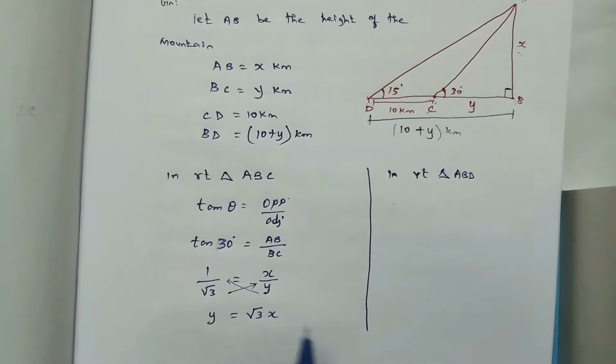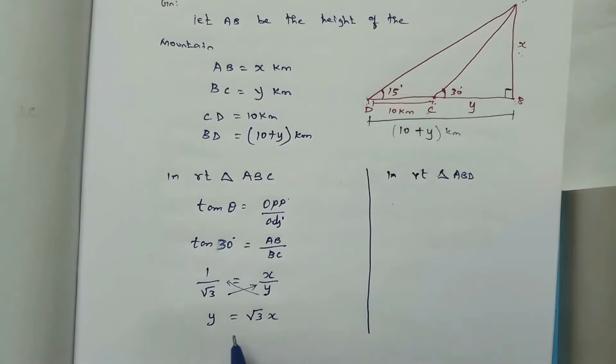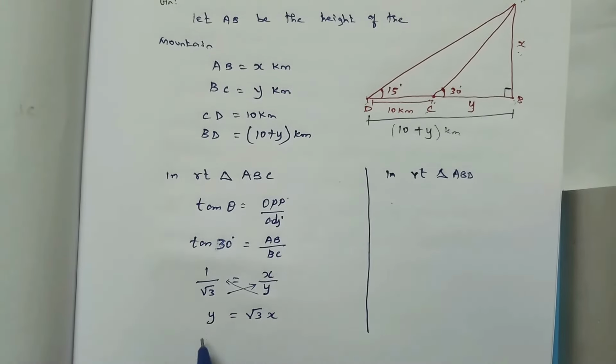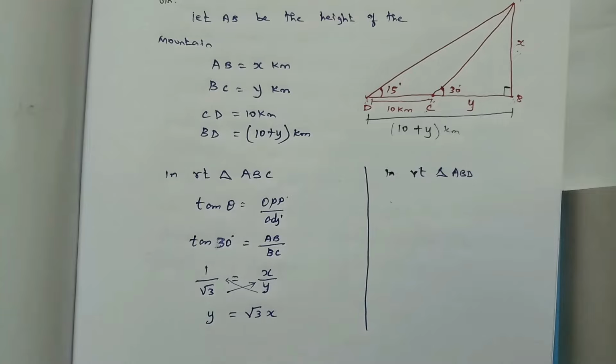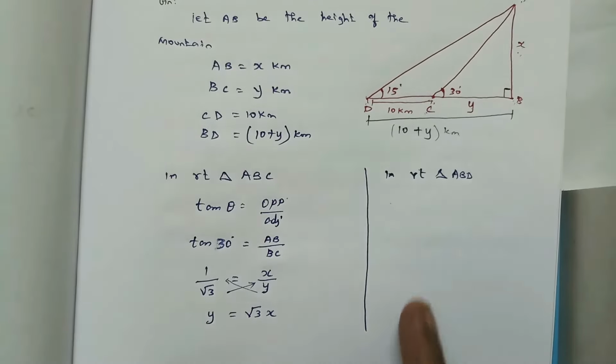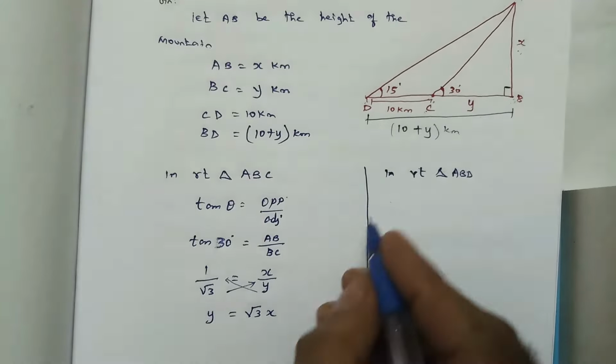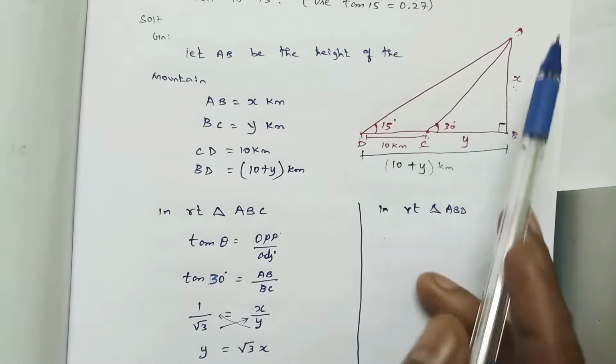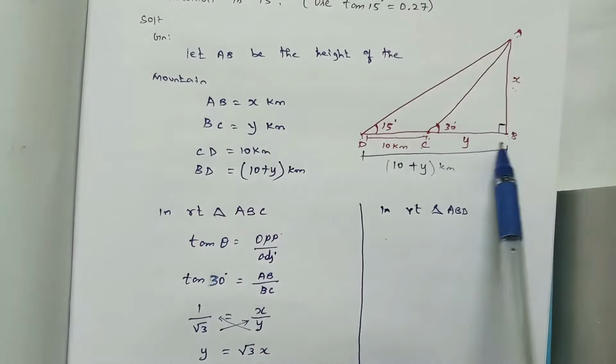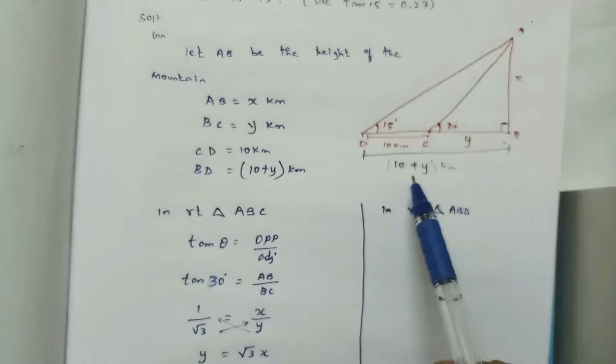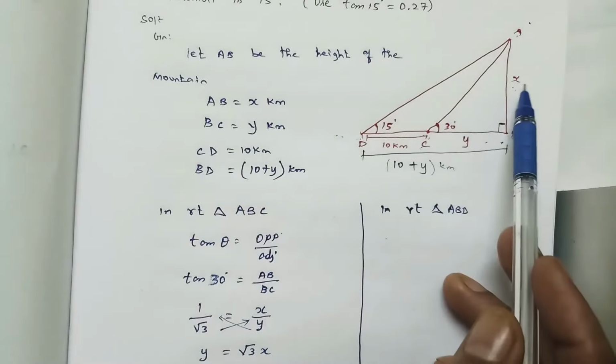Root 3 into X. See, actually what we want to find, whether X or Y? X alone we want to find. If we want to find X, then when needed, we will substitute and simplify. First we will find the other triangle, and we will keep this as it is. Now in right triangle ABD, we need X and Y alone, right? So opposite side, adjacent side.